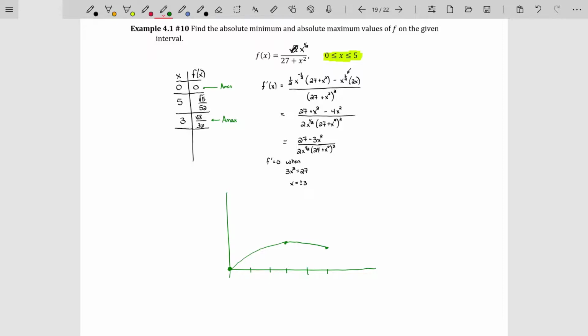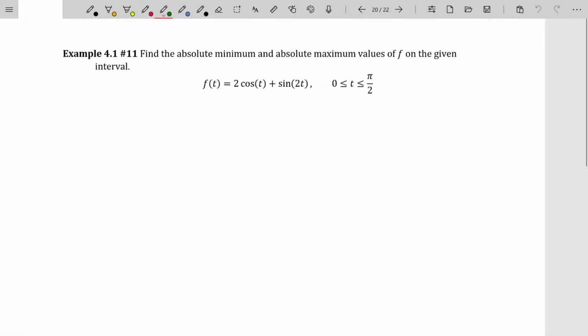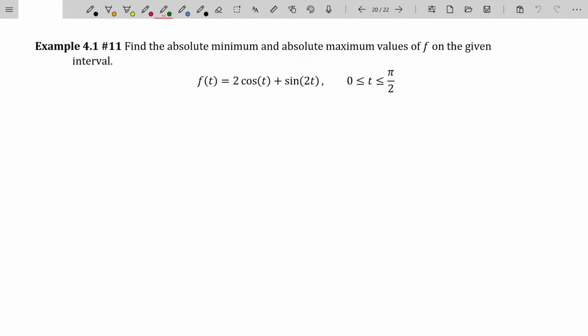Let's try another example. So here we're asked to find the absolute minimum and absolute maximum. By the way, I do want to say some people call these just the minimum and maximum values. So if you see that in your homework, they really mean absolute or global minimum and maximum values. In our interval, we were handed 0 to pi over 2.